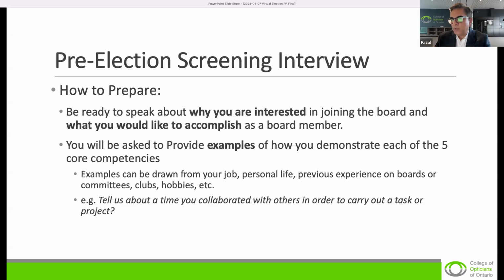So you might get a question like, tell us a time about when you collaborated with others in order to carry out a task or a project. So, be prepared to talk about how you worked with other people.